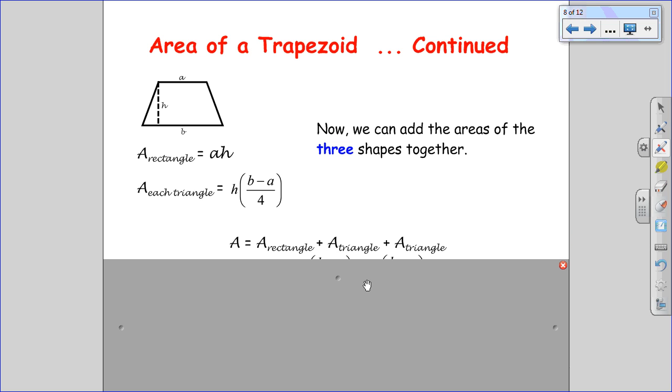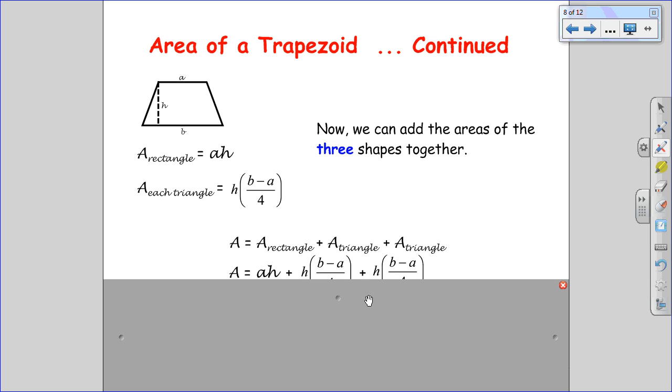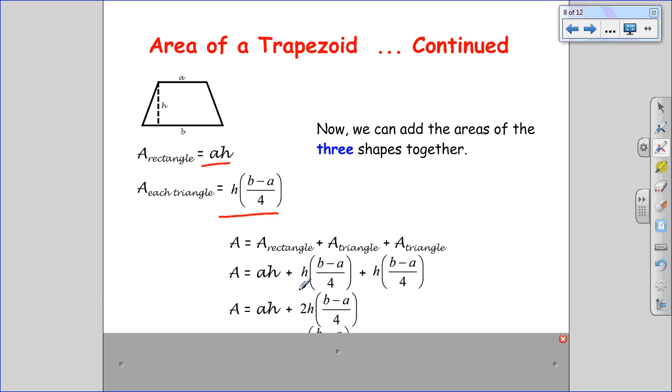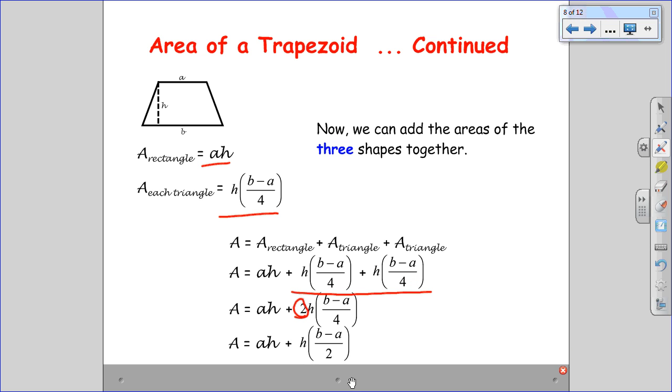So when we work with that, we can add the three shapes together to find the total area, because we're just adding pieces of what we're covering up together. So the area of the rectangle is AH, and each triangle has that area. Now I have two triangles with the exact same area, and when we add something multiple times, the shortcut is multiplication. So I added it twice, so I just multiplied that by 2. And the 2 and the 4 can reduce, so we're left with H times B minus A over 2.